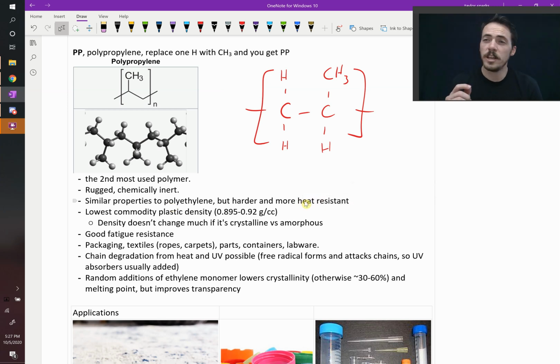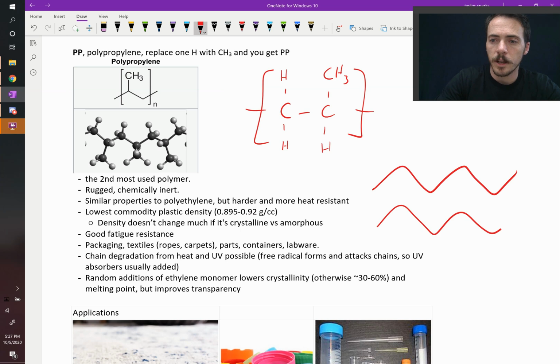Also, it has the lowest density of all the commercial plastics. Its density is only 0.895 to 0.92 grams per cc, which makes it very low, which means you can mass produce lots of components at the lowest weight possible. Another interesting thing is that it can be relatively crystalline. It crystallizes, again, meaning that these chains line up nicely and they have these alternating groups like that, but they line up pretty nicely.